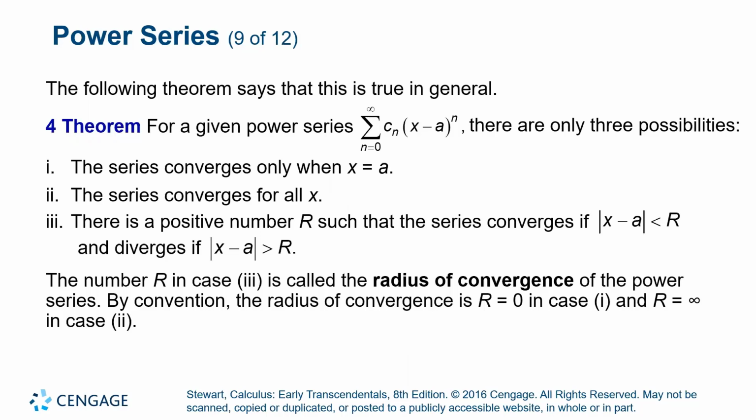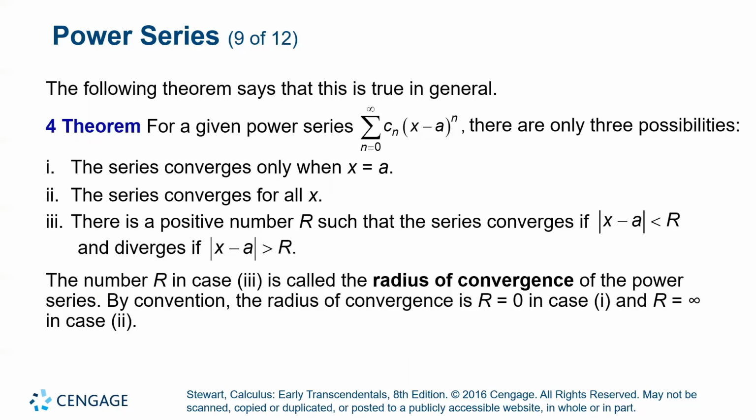Number 1 is the series converges only when x equals a. So this is an extreme case, right? Because x equals a means it's just the sum of 0 plus 0 plus 0 plus 0, an infinite number of times. Number 2, the series converges everywhere, for all x. So that'd be kind of the opposite. So we have one extreme to the other. And then number 3 is sort of an in-between.